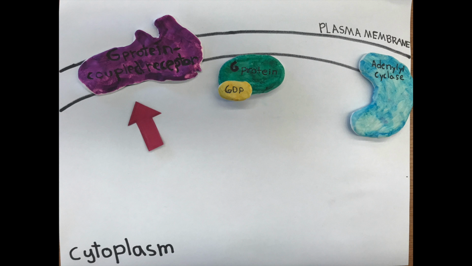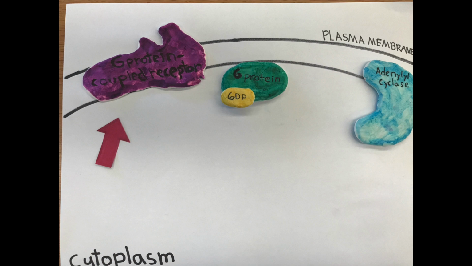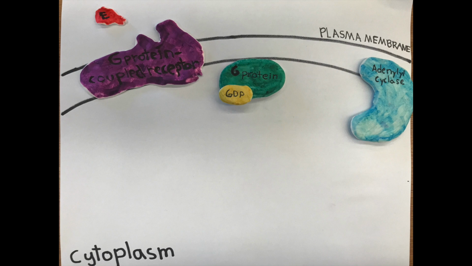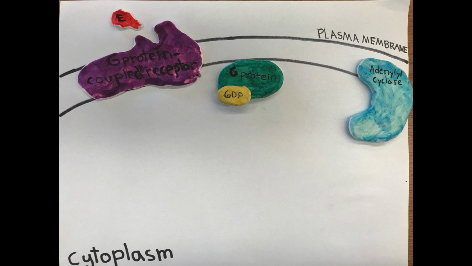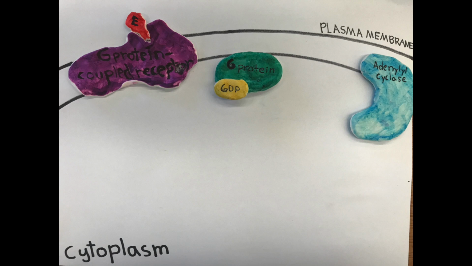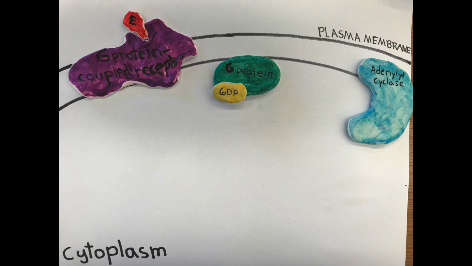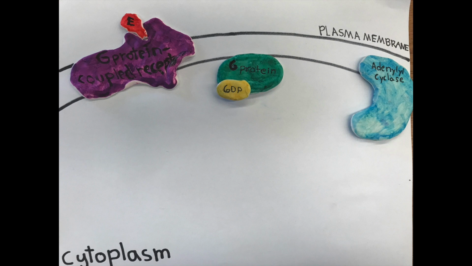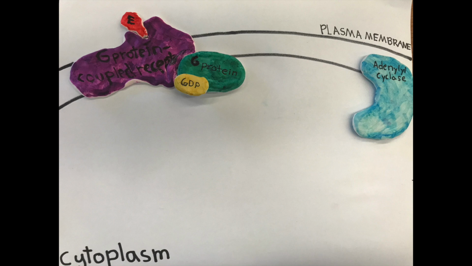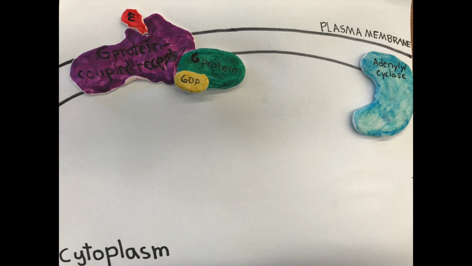The G protein coupled receptor is a transmembrane receptor which is a type of active transport as it uses GTP. The epinephrine ligand binds to the G protein receptor which activates it and changes its shape. Because of this shape change, the inactive G protein with a guanine diphosphate labeled GDP attached binds to the cytoplasmic side of the G protein coupled receptor.